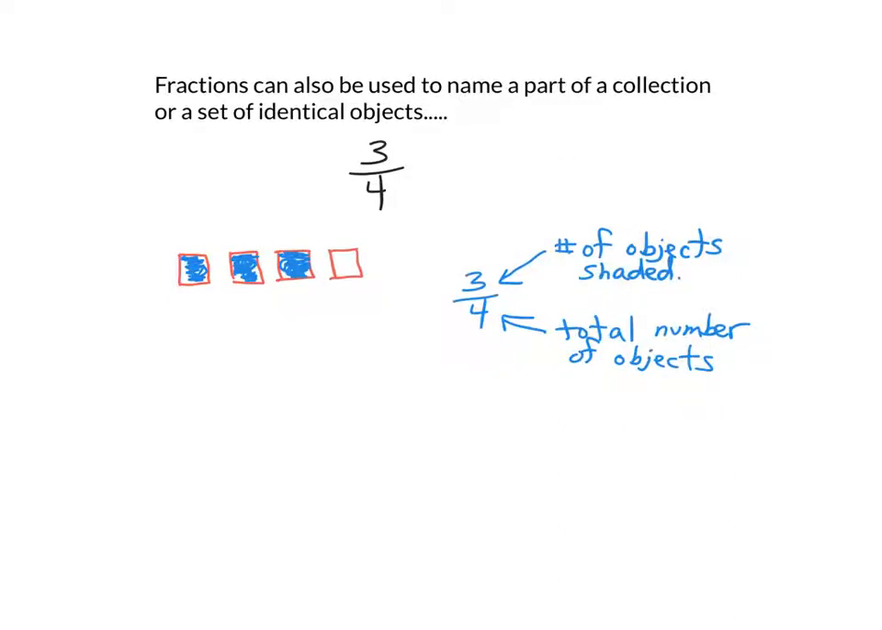There's another way, in picture form, to show the fraction 3/4, because fractions can also be used to name a part of a collection or a set of identical objects. So notice here I have 4 different squares drawn, and I have shaded in 3 of those squares. In this particular case, the 4, the denominator, refers to the total number of objects, while the 3, the numerator, refers to the number of objects that are shaded. You can think about fractions being represented either one of these 2 ways.